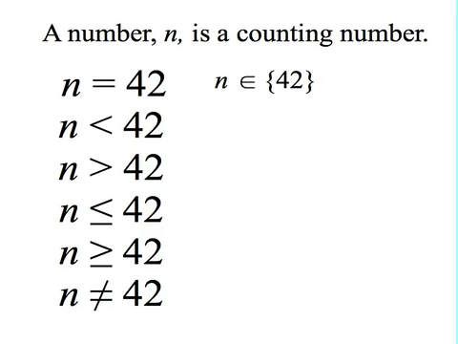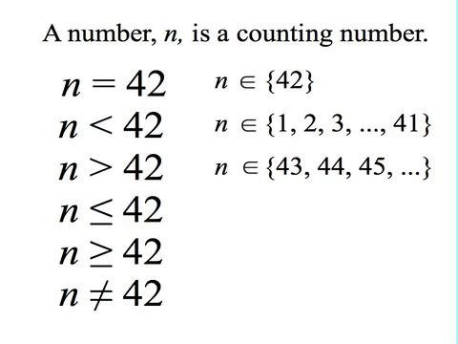But now, using counting numbers as the set we're picking from, also known as the replacement set, here's how we would write N is less than 42. We'd start with the smallest counting number. We write 1, 2, 3, and the 3 dots mean and so on until we get to 41, and then we stop. For N is greater than 42, we start with the first counting number larger than 42, which is 43, and we write 43, 44, 45, and so on.